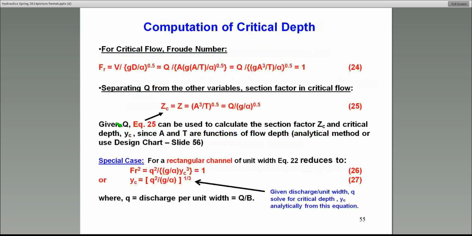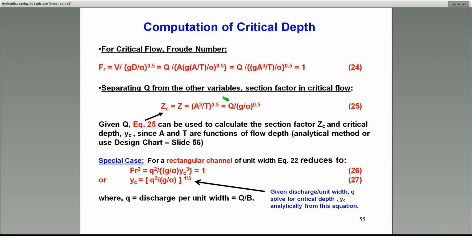I'll do that through an example, because most of you are not familiar with a lot of the theory behind it. Basically, by equating the Froude number equal to 1, which is equation 24 here, in terms of discharge, I can take this equation and separate it into the cross-sectional area and top width, which are both functions of depth, which is unknown, and keep the knowns on the right-hand side, which is the flow rate, Q. That quantity is called the section factor in critical flow, Zc. So all you have to do is calculate Zc as a function of Q, and then I'll show you how to use the chart.